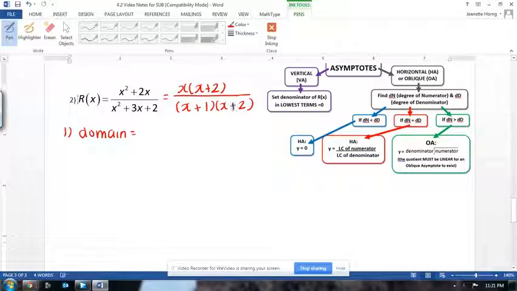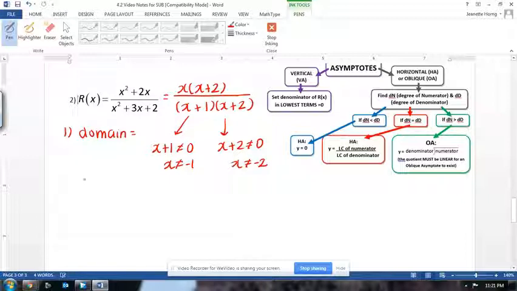Looks like x plus 1 and x plus 2. Now, before you reduce out the x plus 2's, which I see are in common, we have to make sure you judge your domain first, so don't reduce it yet. We're going to figure out what will make this denominator equal to 0, because we are not allowed to divide by 0. So the domain has two different restrictions. x can't equal -1, and x can't equal -2.